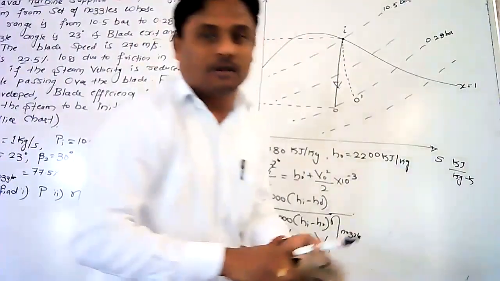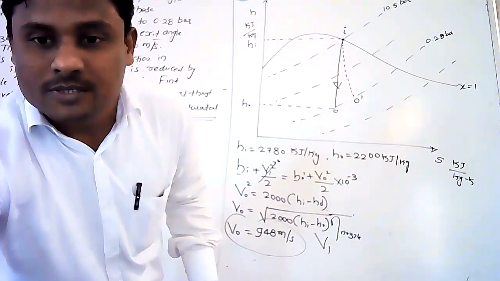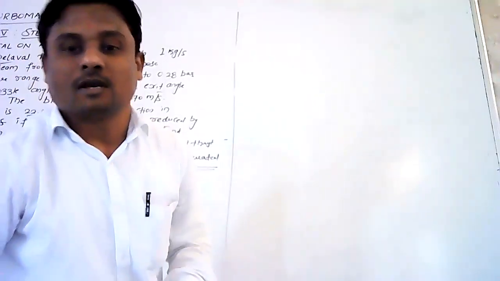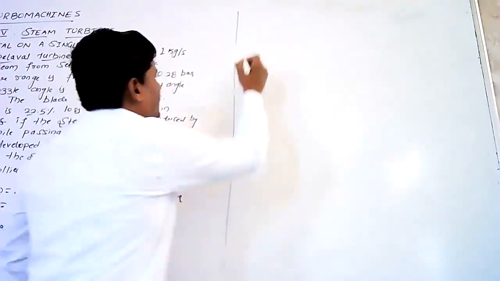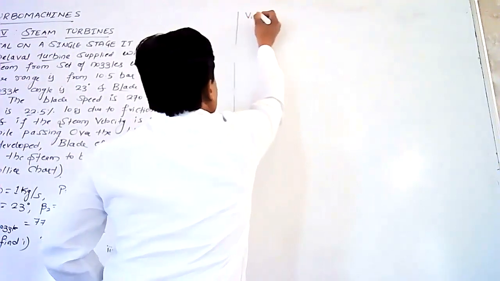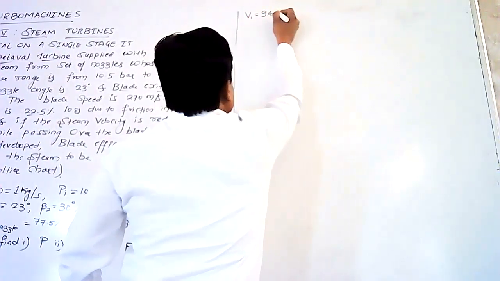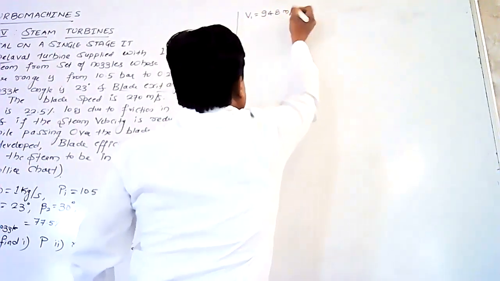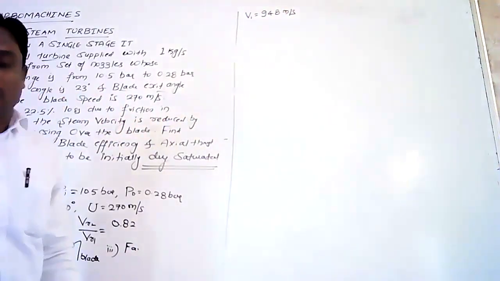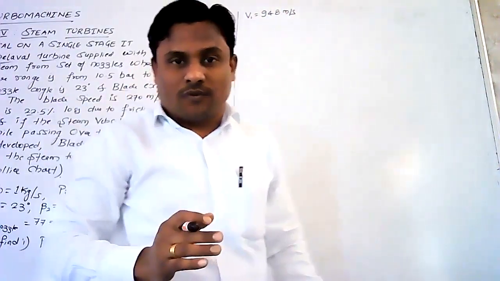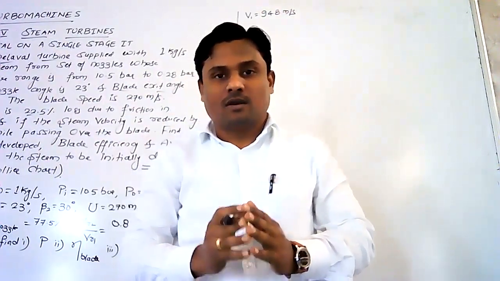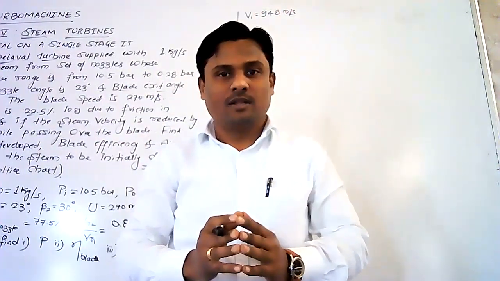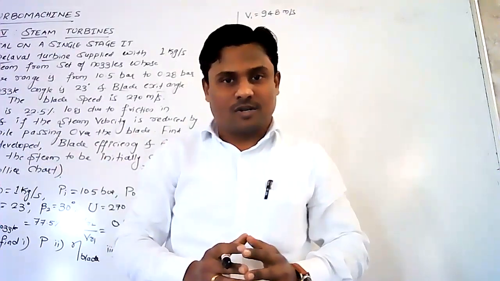So the velocity of steam is 948 meters per second. That is, steam velocity V1 equals 948 meters per second. Okay. Now before proceeding to the graphical solution, let us draw the combined velocity triangle for inlet and outlet conditions.